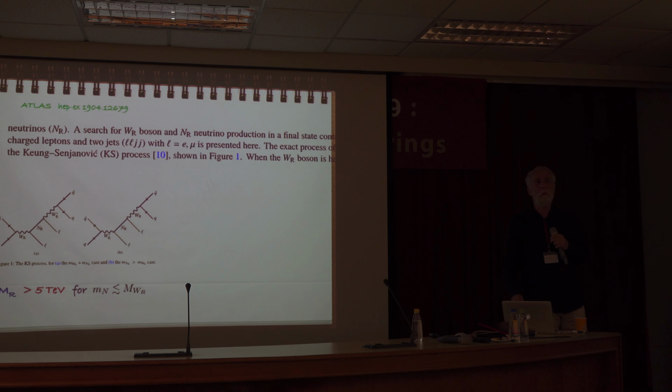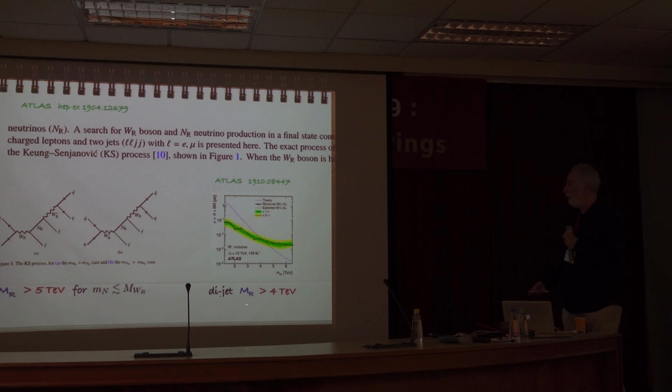I think you may have mentioned in the morning, there is now a dedicated search by CMS and ATLAS that has established a limit in the process that I showed a few minutes ago, roughly around 5 TeV, but it depends on what you assume about right-handed masses. There is a hard limit just from the decays, which of course doesn't care about any other decay, which is 4 TeV.